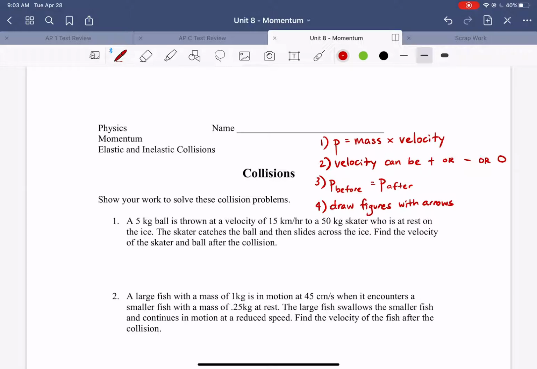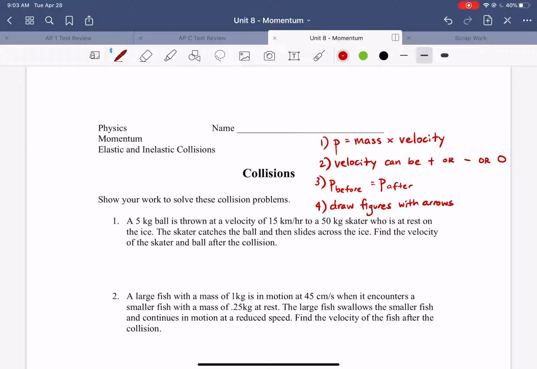All right, so let's go ahead and jump into the first problem here. So we have a 5 kilogram ball that is thrown with a velocity of 15 kilometers per hour, and it's thrown at a 50 kilogram skater who is at rest. And the skater catches the ball and slides across the ice.